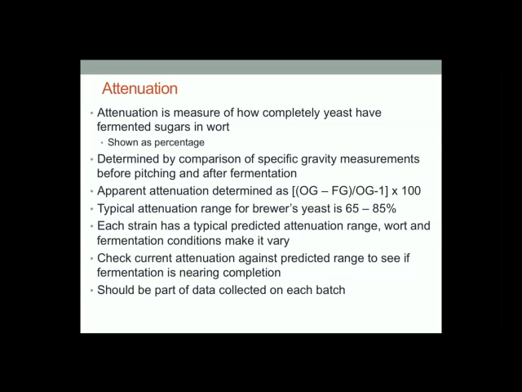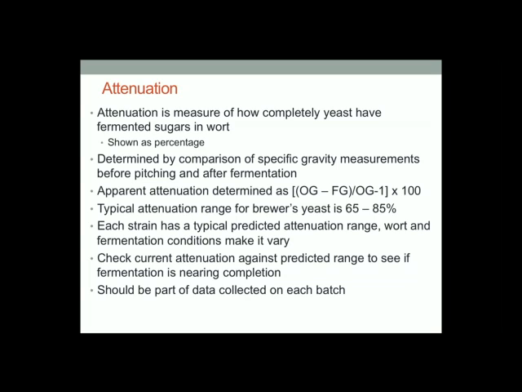And so you may have an original specific gravity of 1.060, and then you would use this formula to determine the apparent attenuation: subtract the final gravity from that, divide it by the original gravity minus 1, which in that example would be 0.06, and then multiply that by 100 to get the percentage.